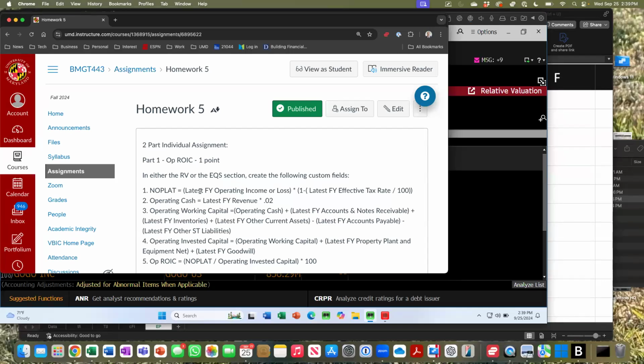Okay, so as part of your assignment, you need to create an operating ROIC. Okay? Doesn't exist in Bloomberg now. It's based on a bunch of custom formulas. Once you do that, we're going to use that formula consistently for the rest of the semester. So you need to do it not only for this assignment, but for others.